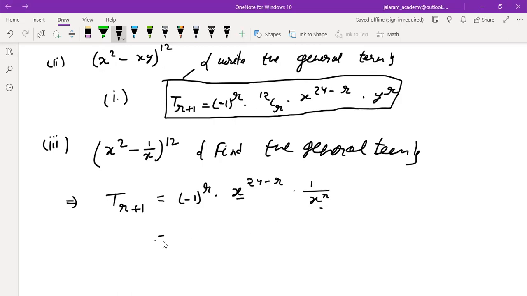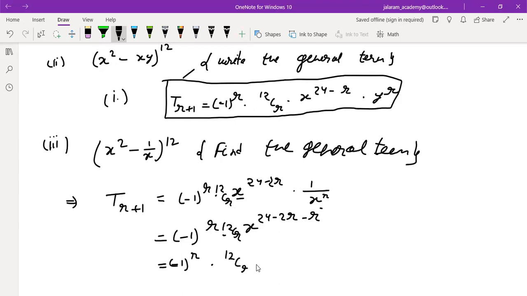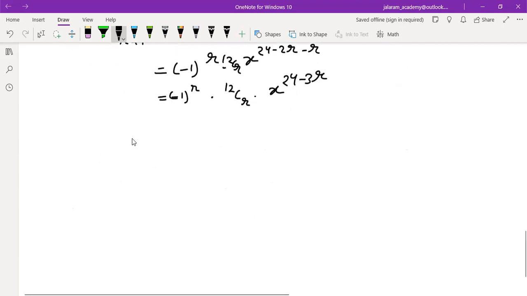Both are x, so you can make them together. Minus 1 to the power r, x to the power 24 minus, and this also must be actually 2r. Yes, sir. So minus 1 to the power r, and 12Cr will also be there. Have you not written 12Cr? Yes, sir. Into x to the power 24 minus 3r.